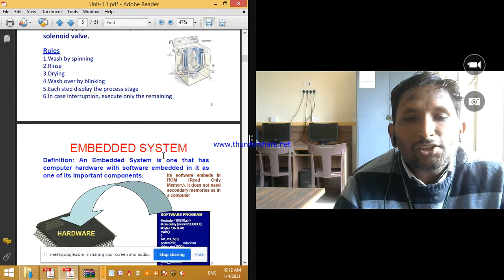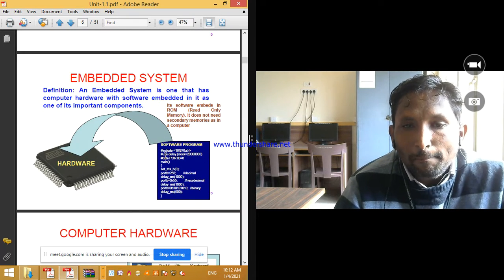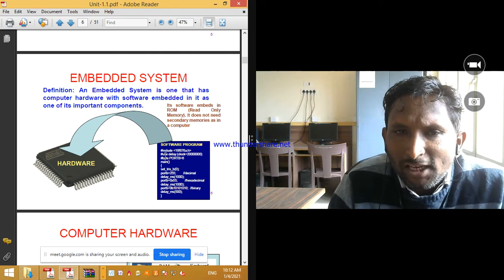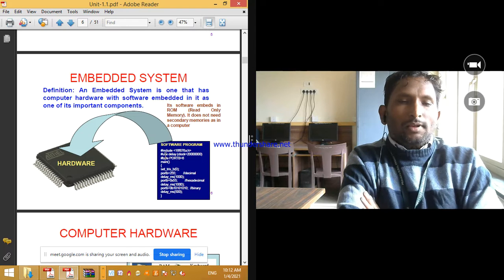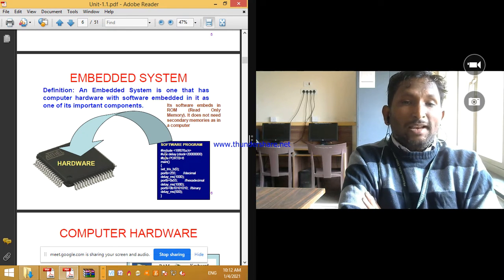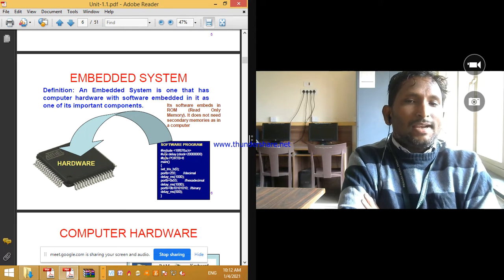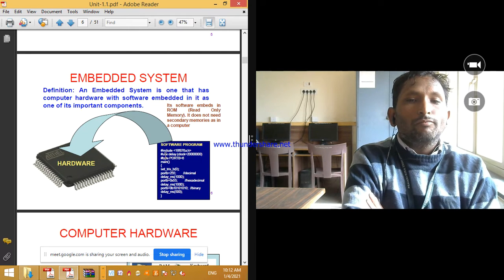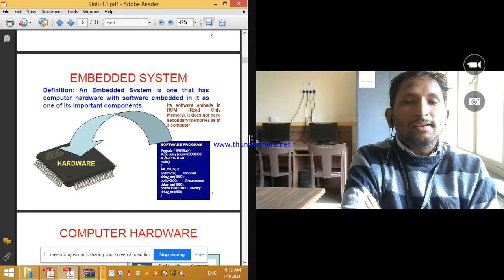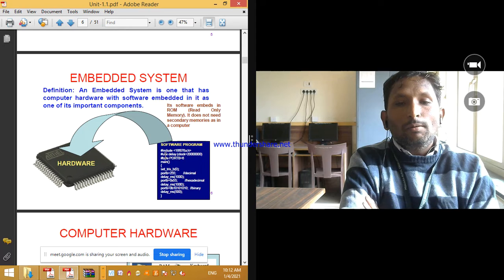In the example of the washing machine embedded system, here the typical definition is explained. An embedded system is one that has computer hardware with software embedded in it as one of its important components.